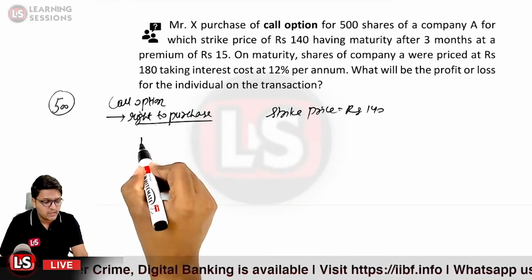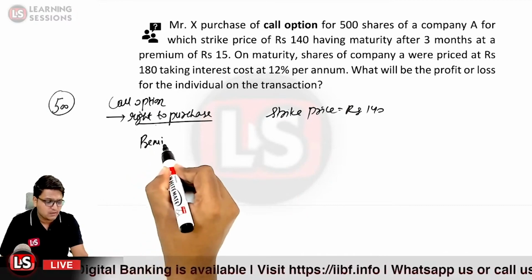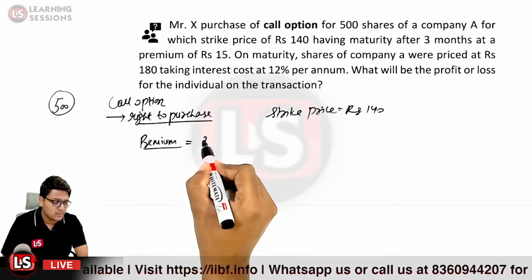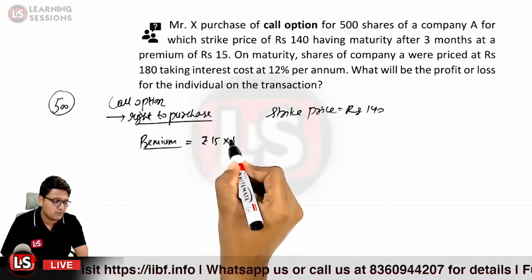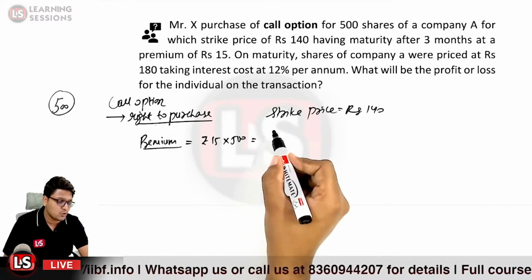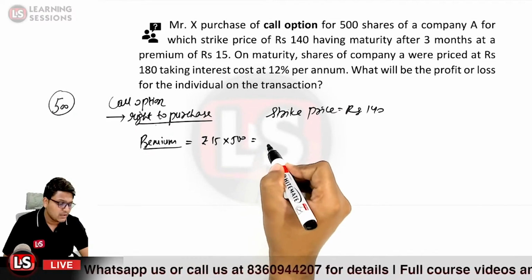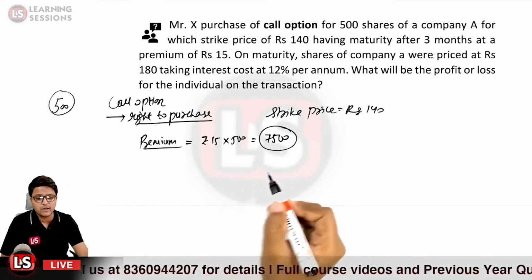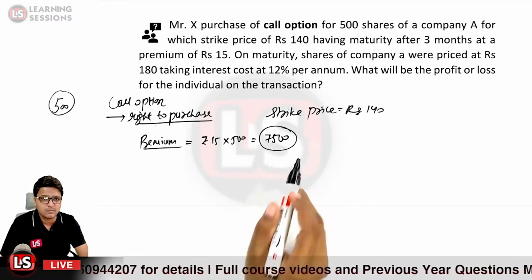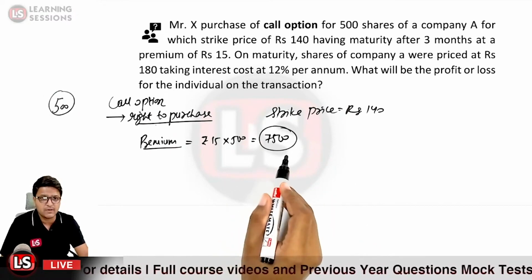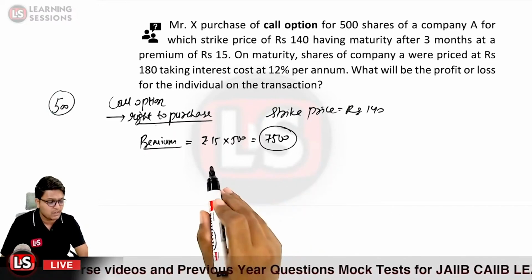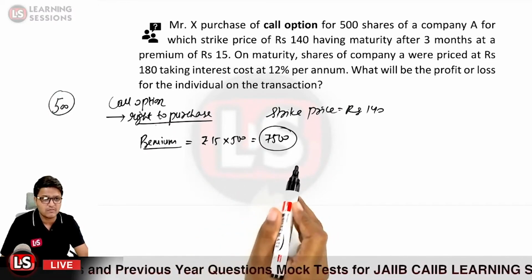So for a single unit the premium paid is rupees 15, and for the full 500 share units the premium paid would be equal to 15 into 500, and that will amount to 7,500. So in total rupees 7,500 have been paid as premium. Okay, so 15 fives are 75, so 7,500 rupees have been paid.